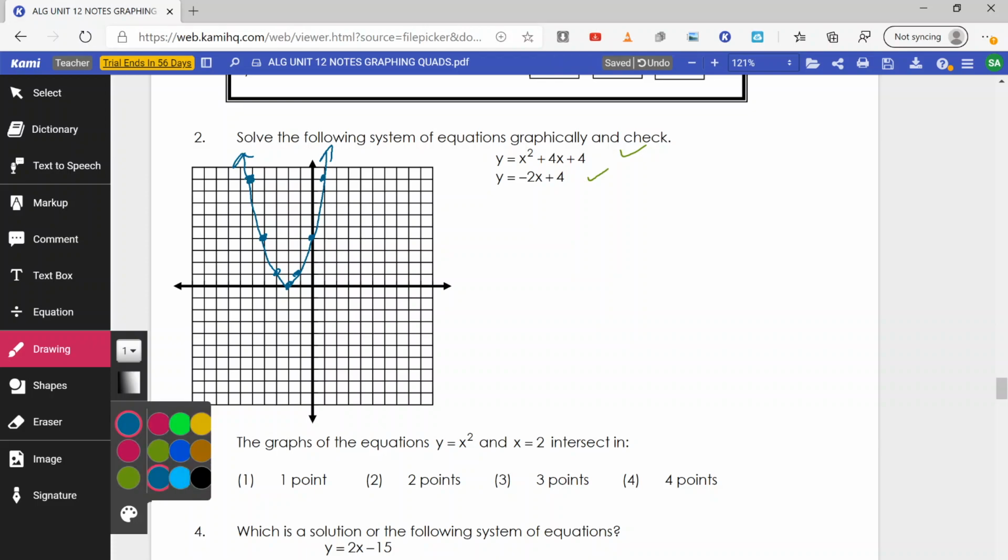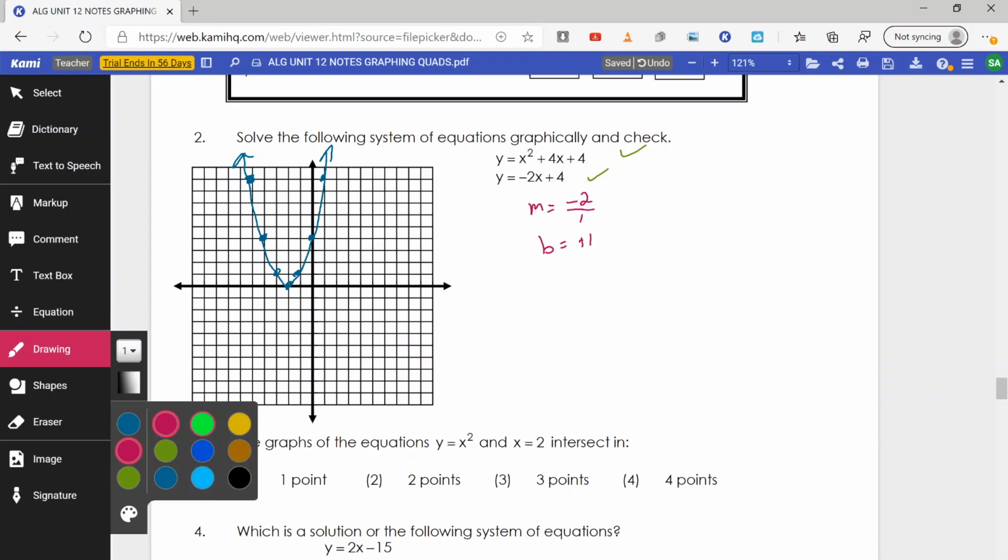And then I'm going to graph the linear equation negative 2x plus 4. So y equals mx plus b. So m is always with x. So my slope is negative 2 over 1. Whole numbers are always over 1. So rise over run. And my y-intercept is always the standalone, which is a positive 4.